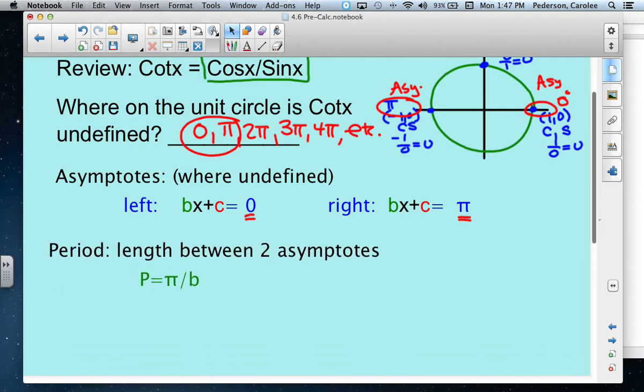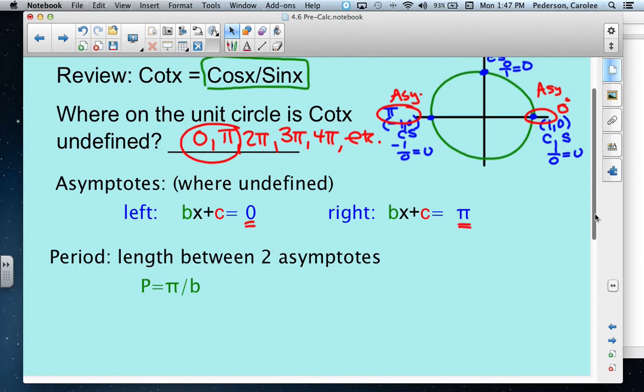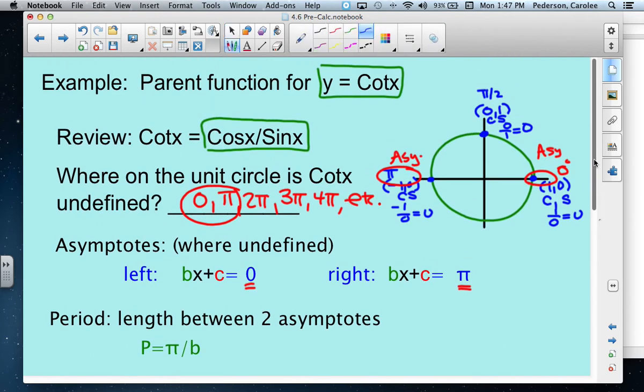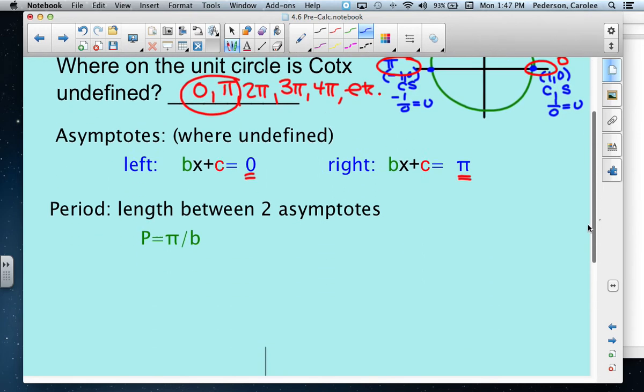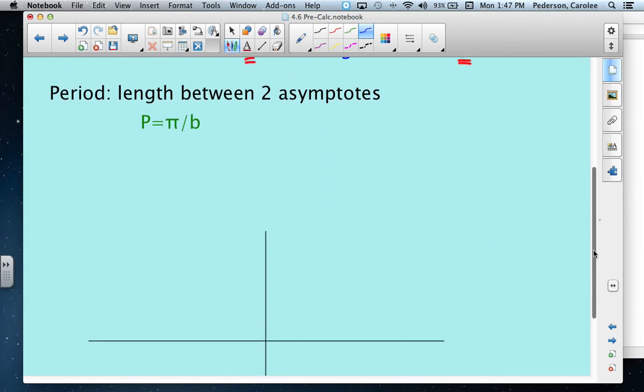The period is the length between two asymptotes. So since this is the parent function, this is your b value, and your b value is 1, your period is pi over b of 1, which is just pi. So the period for the parent function is pi.